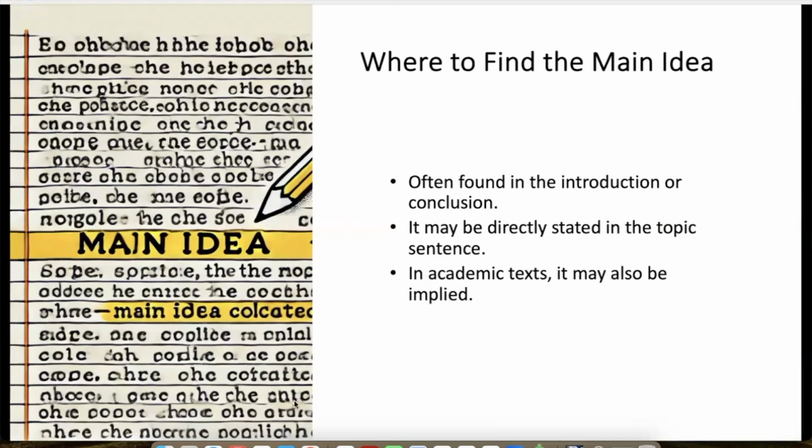Now, if I'm going to find the main idea, what should I do? Okay, I'm going to ask one of our friends. Neil Patel. Hello, Neil. Welcome to our class. Neil, tell us about where to find the main idea.